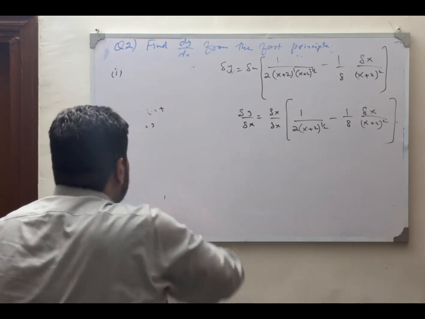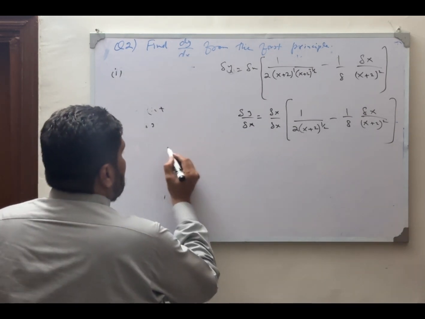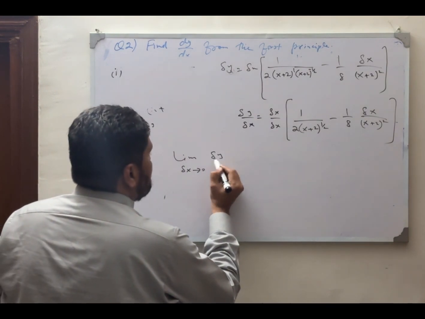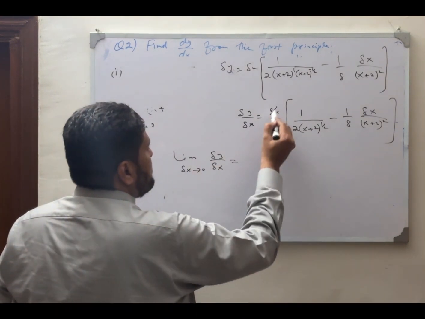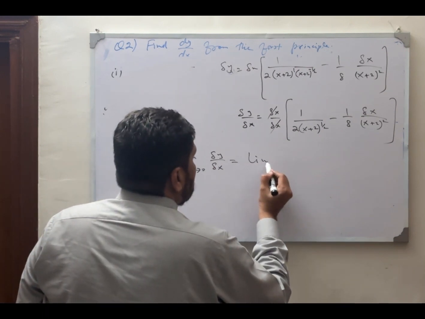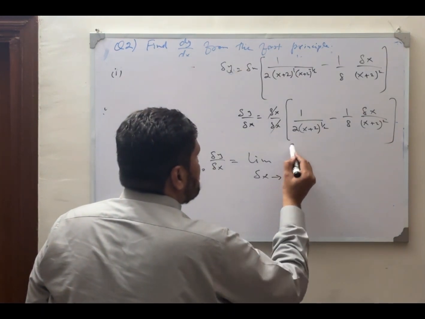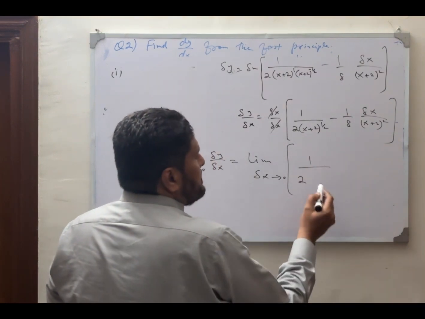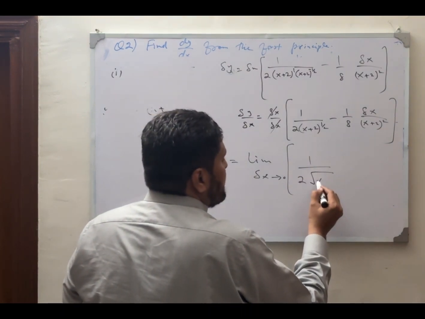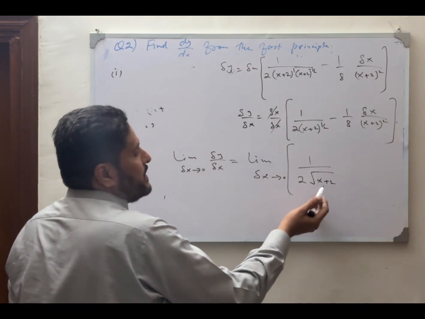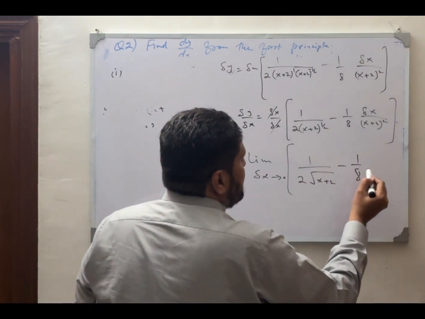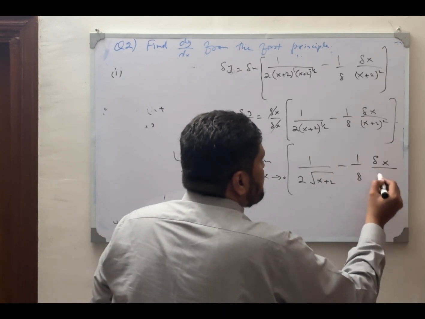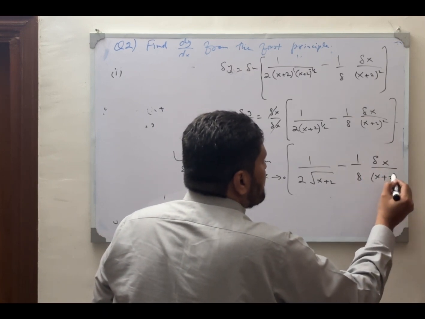limit on both sides of the equation. So we apply limit delta x approaches 0, delta y by delta x is equal to, this is cancelled, limit delta x approaches 0 of these two functions: 1 by 2 (x plus 2) power 1 by 2, which means 1 by 2 under root x plus 2, we can write it in this way as well, minus 1 over 8 into delta x over (x plus 2) whole square.